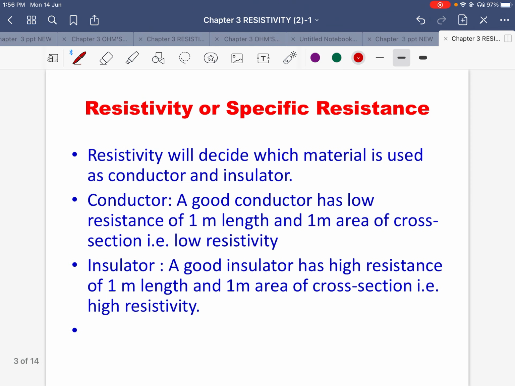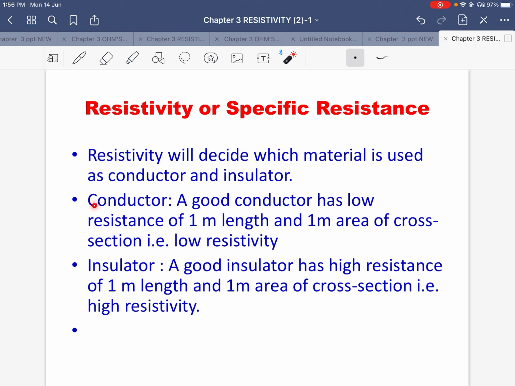Next, resistivity or specific resistance. Resistivity will decide which material is used as a conductor and insulator. Depending upon the resistivity of a material, we can select the material as a conductor or insulator. Means we have to decide which material is a good conductor or which material is a good insulator depending upon the value of its resistivity.